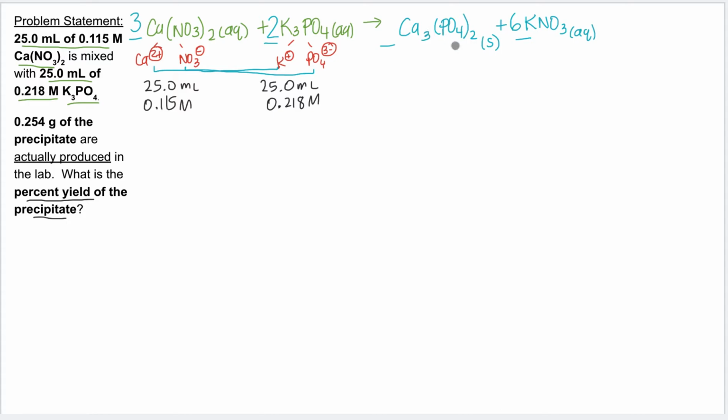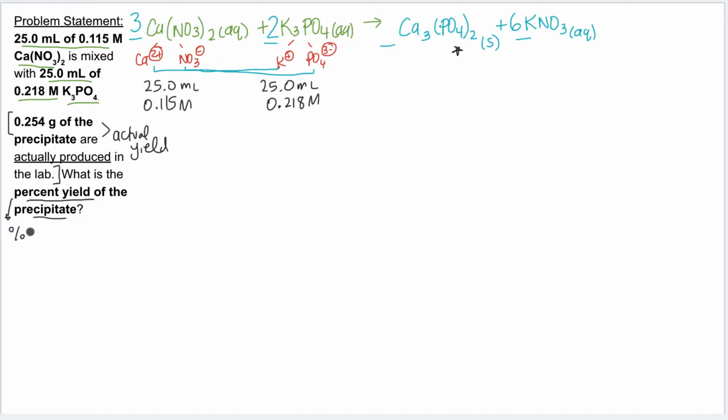So we just found out that calcium phosphate is our precipitate. And look at this piece of given information. We're given the grams of the precipitate that were actually produced in the lab. So someone actually carried out this experiment for us, and part of the given information is this little bit of info here that we know is going to be called the actual yield. And so our end goal is to find the percent yield of the calcium phosphate.